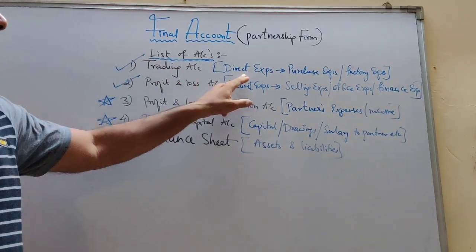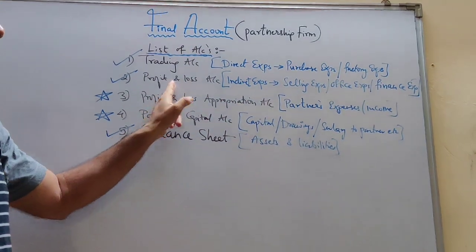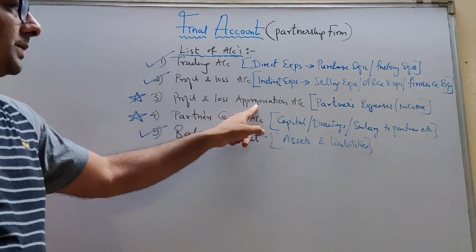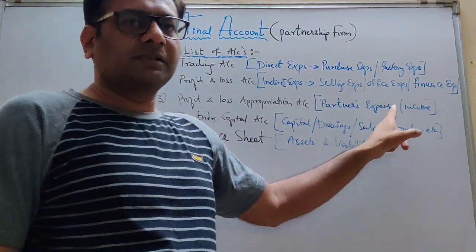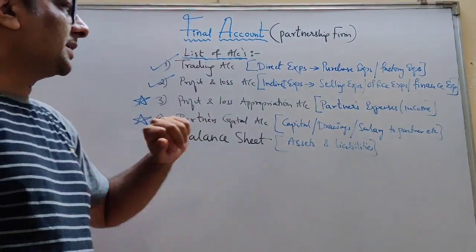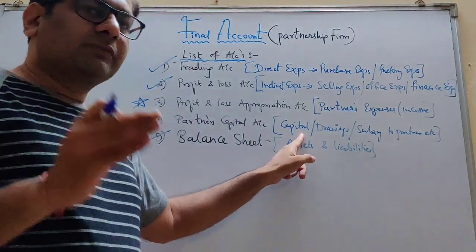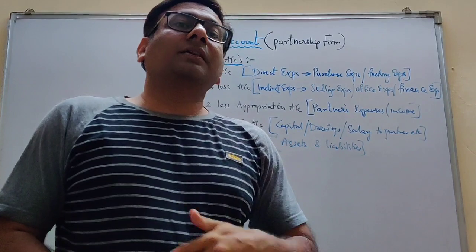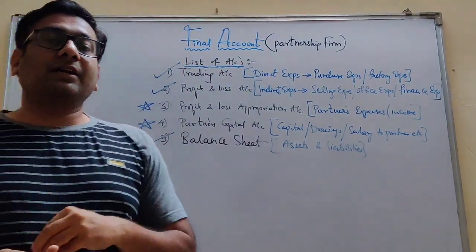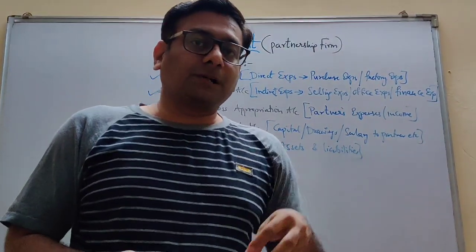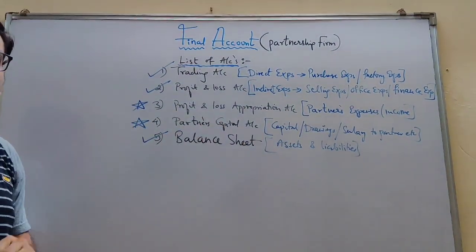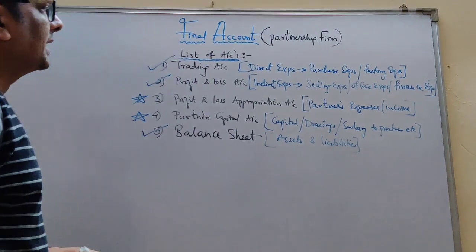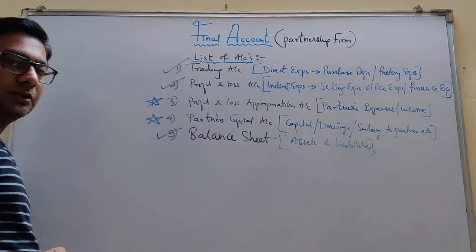In trading account you record direct expenses. In profit and loss account you record indirect expenses. In profit and loss appropriation you are going to record partners expenses and income. In partners capital account, capital balances of the partner, drawings made by the partner, salary to the partner, commission to the partner, share in profit and losses to the partner. All those things will be recorded in partners capital. Balance sheet you know very well, we record assets and liabilities. So these are the basic things. Take a note of this.